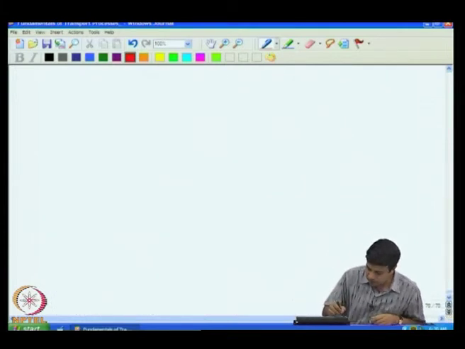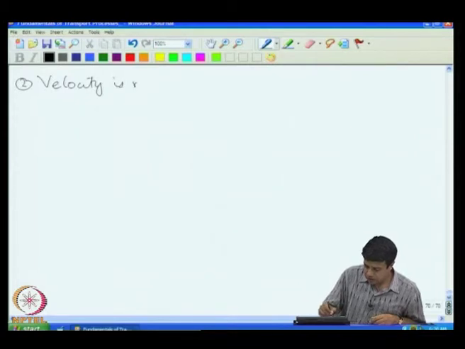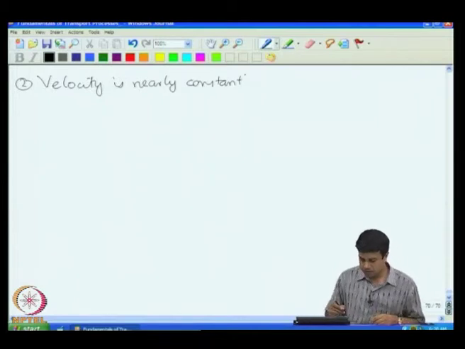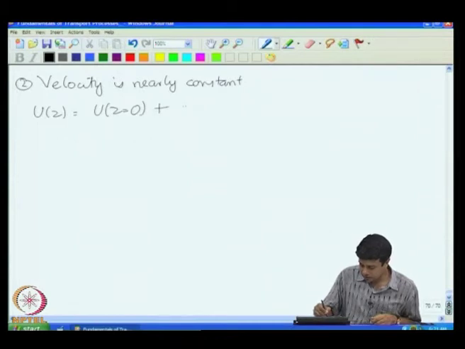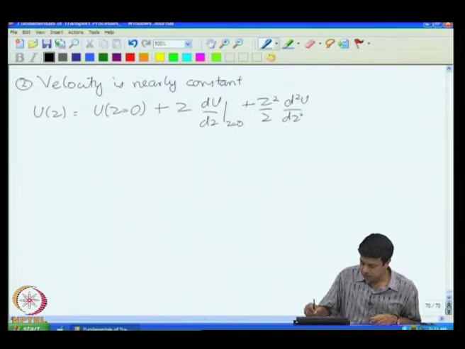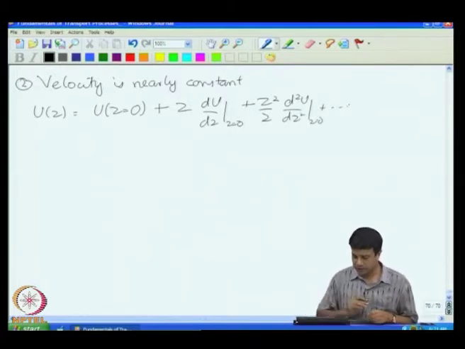Okay. So, assumption 2, velocity is nearly constant. Over a distance z, the velocity u at z is equal to the velocity at z equal to 0, plus z times du by dz at z equal to 0, plus z square by 2 d square u by dz square at z equal to 0, plus etc. Very close to the surface.